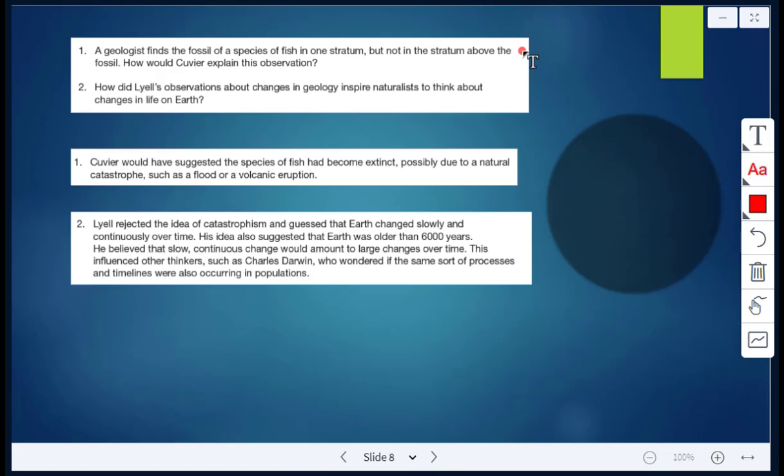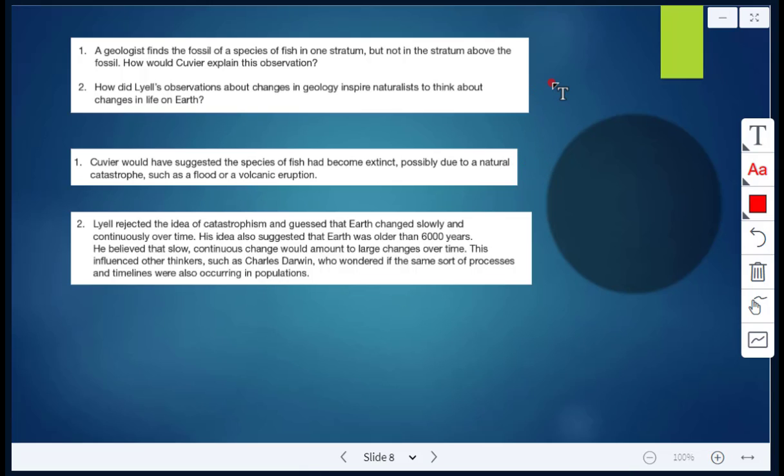All right, some questions here. Question 1, a geologist finds the fossil of a species of fish in one stratum, but not in the stratum above the fossil. How would Cuvier explain this observation? All right, so Cuvier would have suggested the species of fish had become extinct, possibly due to a natural catastrophe, such as a flood or a volcanic eruption.